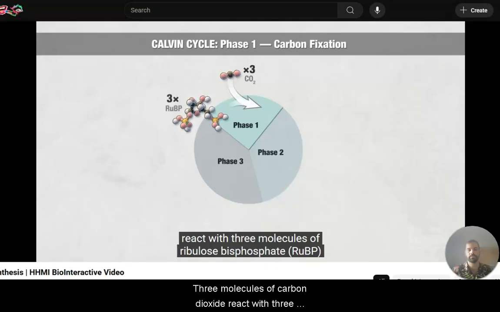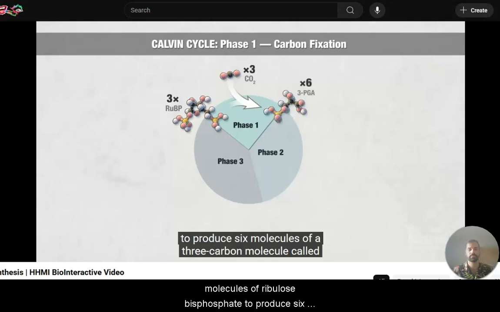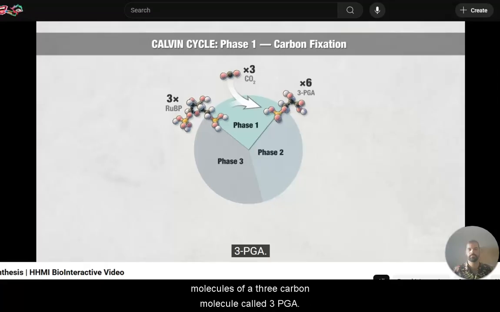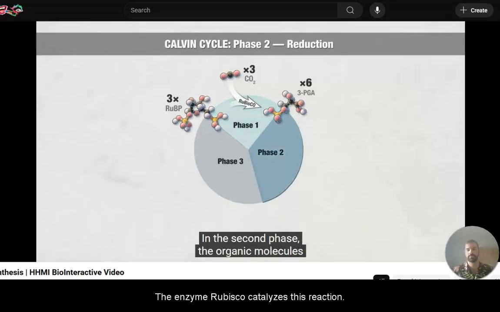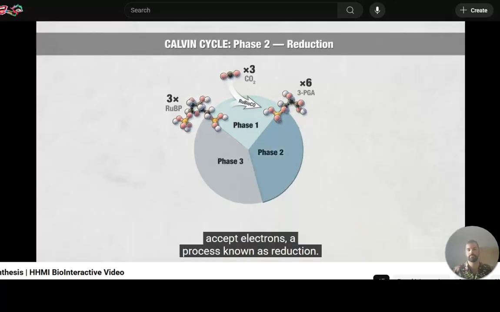3 molecules of carbon dioxide react with 3 molecules of ribulose bisphosphate, RuBP, to produce 6 molecules of a 3-carbon molecule called 3-PGA. The enzyme Rubisco catalyzes this reaction.